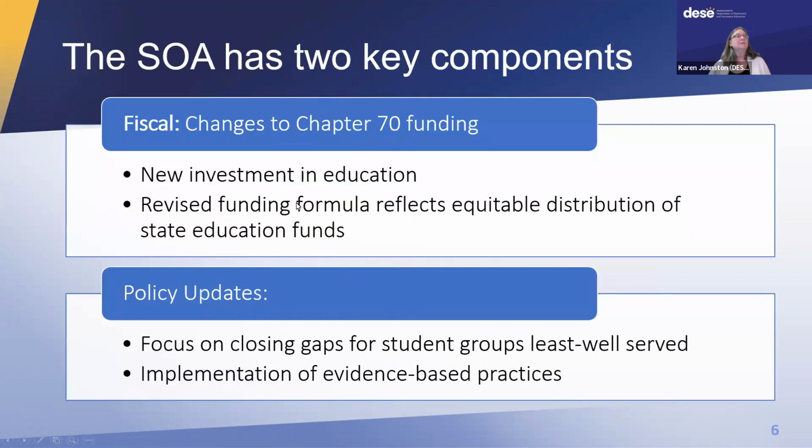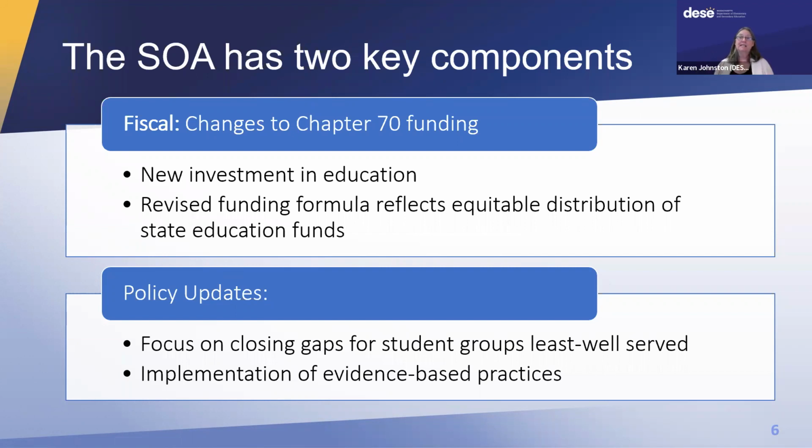And that's reflected in the fiscal challenges at the top of the page. The state made major new investments in education over the 7 years that the Student Opportunity Act is being phased in, or the funding that's behind it. The state plans to put in well over $1 billion in additional ongoing funds to support education. And as many of you know, it also included a revised funding formula that better reflects equitable distribution of state education funds.